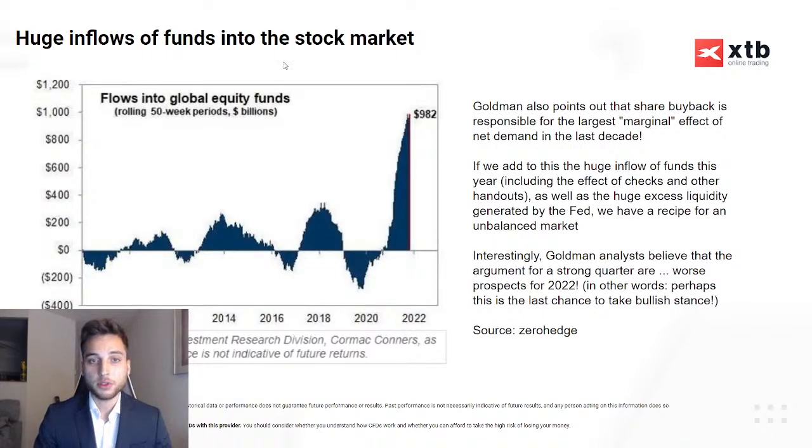We also have huge inflows of funds, with very cheap cash from the low interest rates, into the stock markets. I've talked about this in many webinars and videos, where a lot of the money that was getting basically printed into the market was going back into the stock market, not necessarily into production. And Goldman Sachs points out that share buybacks are responsible for the largest marginal effect of net demand in the last decade. If we add to this the huge inflow of funds this year, including the effects of checks and other handouts, as well as the huge excess liquidity generated by the Fed, whether through QE or low interest rates, then we have a recipe for an unbalanced market.